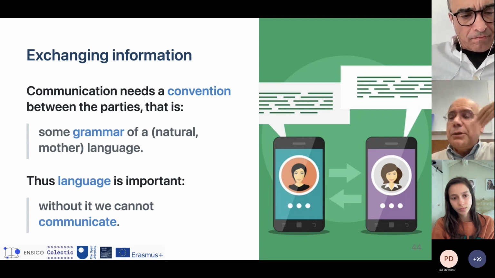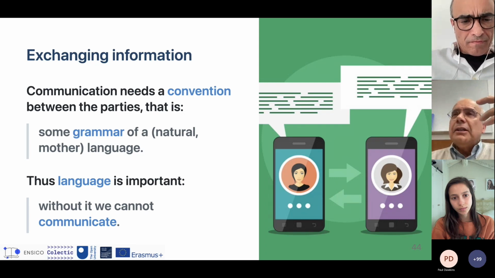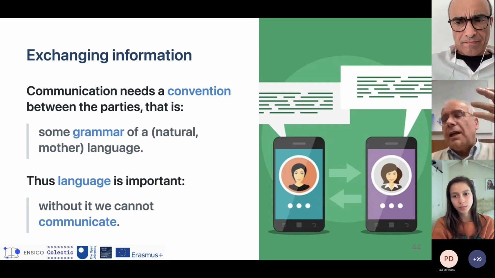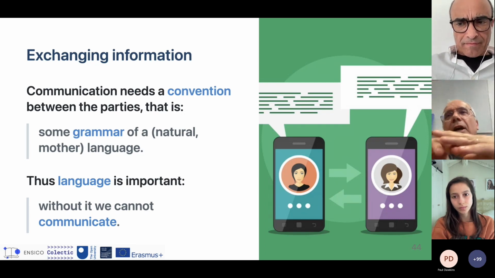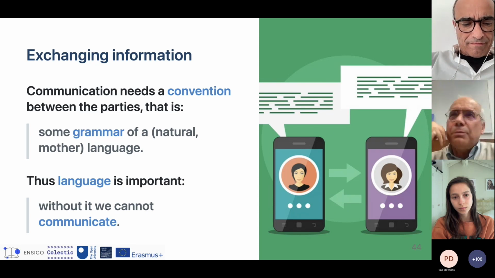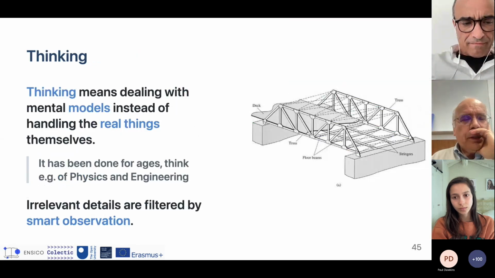Actually, the languages are classified. Computer science intersects with linguistics when we start classifying languages. Some are context-free, and who classified these languages? They were not mathematicians; they were linguists. So we're following a grammar, and of course, language is important because without it, we cannot communicate, be it with the machine or with a human.